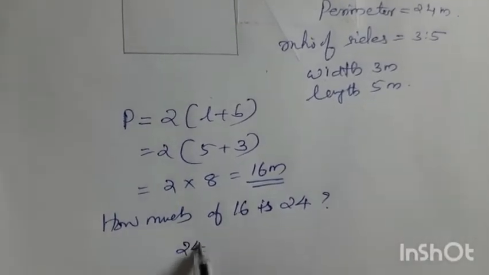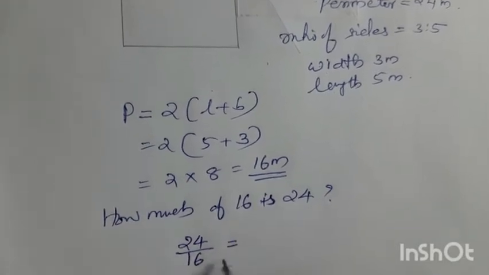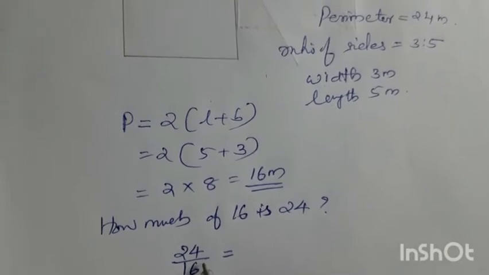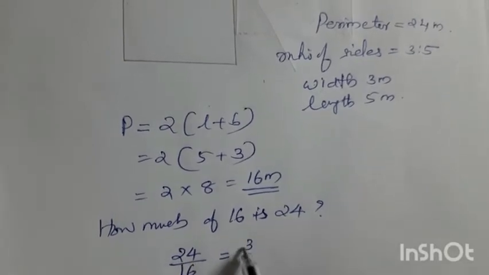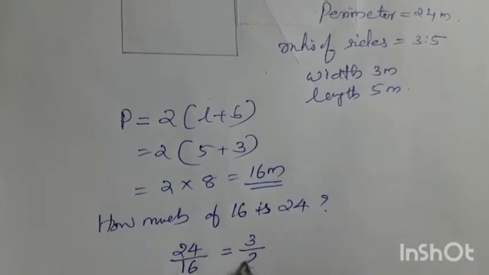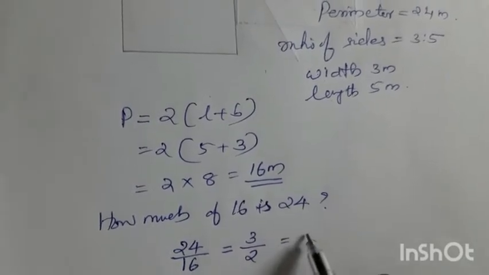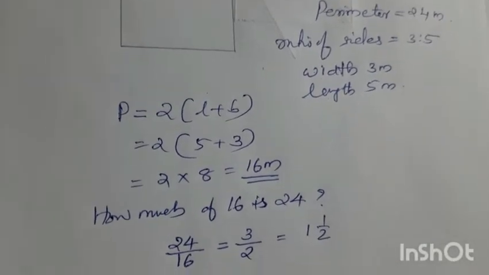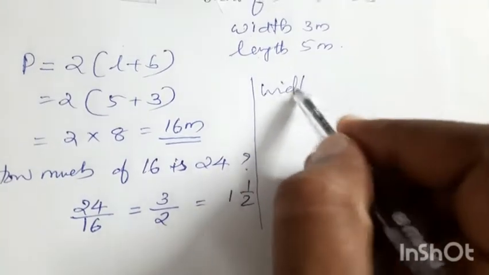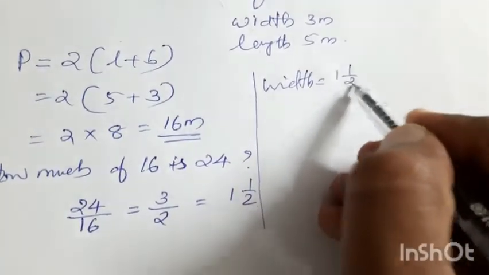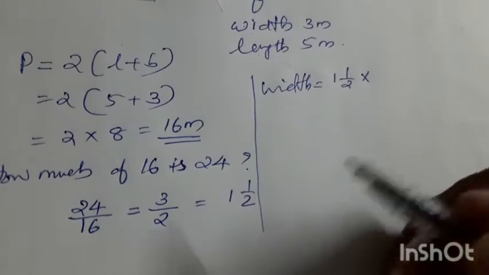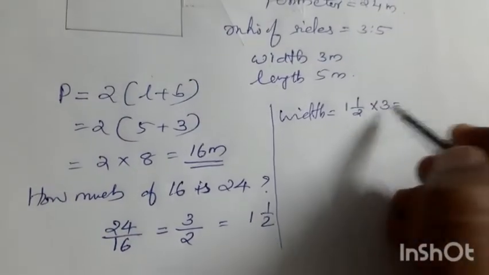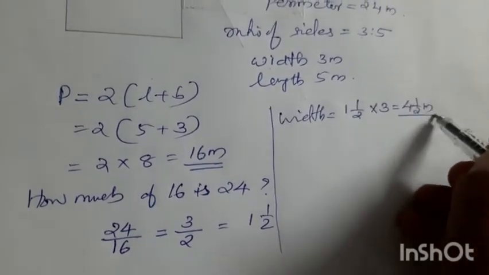So that means 24 by 16. If you cut it by 8, 8 3s are 24, 8 2s are 16. So you are getting 3 by 2. 3 by 2 you can write as 1 1/2. So the width of the rectangle is equal to 1 1/2 times which one? 3. That you will get 4 1/2 meters.